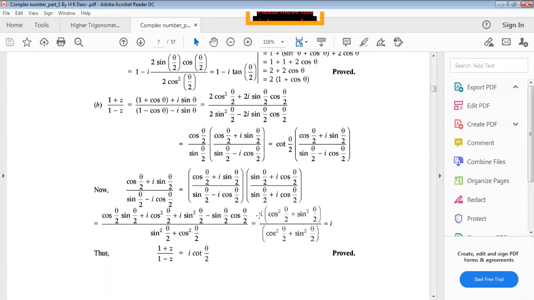Then in the above we get i times (cos²(θ/2) + sin²(θ/2)) divided by (cos²(θ/2) + sin²(θ/2)). This cancels, then only i remains. That means i cot(θ/2). Just simplifying this part, we get only i. This way i cot(θ/2) equals the right-hand side. This way left-hand side equals right-hand side. Clear?